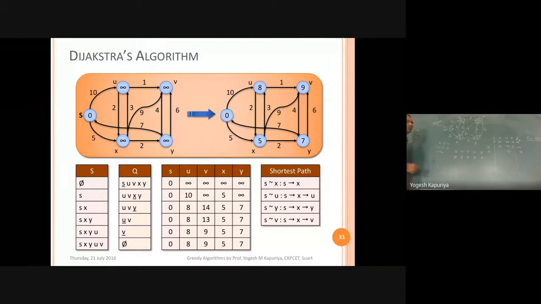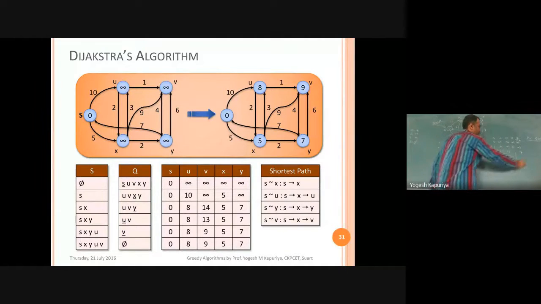Next is X and U. 5 plus 3 is 8. 8 is less than 10. So this will be changed to 8, and the parent of U will be changed to X. Right? So all three are over. Now next is 8, 14, and 7.